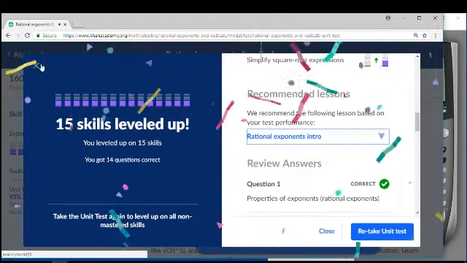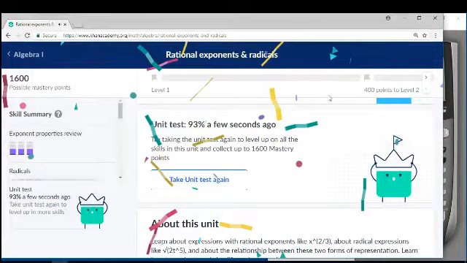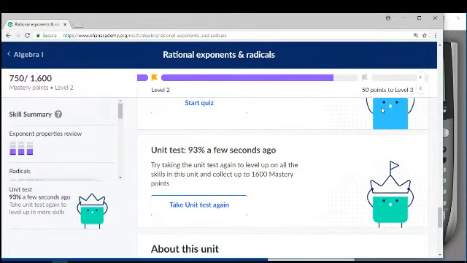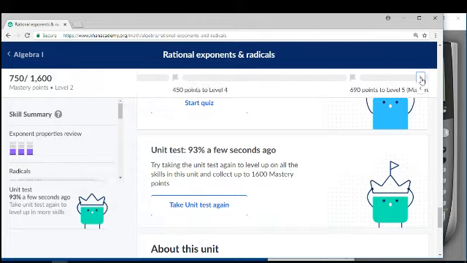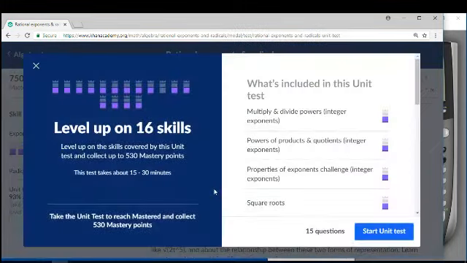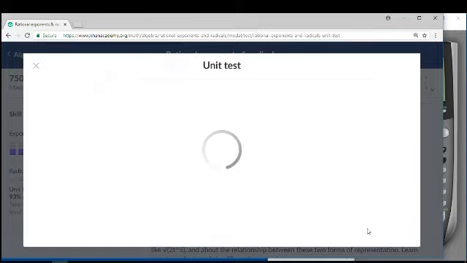Okay, so I've got 14 questions right. Where does it get me on mastery? All right, that got me to level 2. I need to get to level 5. So, and take the unit test again.